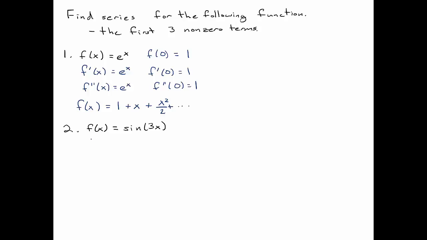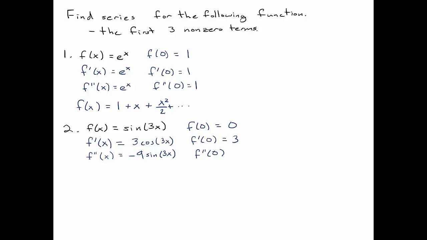This next one is a sine, so we're going to probably need more than 3 terms before we find 3 non-zero terms. Notice I'm doing the chain rule, but I'm not writing it out. Okay, let's see how we're doing so far. So f of 0, sine of 0 is 0. Cosine of 0 is 1, so this is 3. Again, we have sine of 0, so we get 0 again. So let's keep going, because right now we only have one non-zero term.